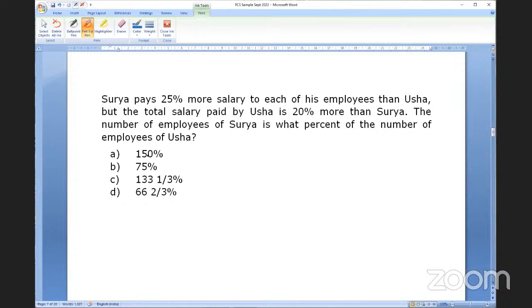Surya pays 25% more salary to each of his employees than Usha. So we have Surya and Usha. Salary. Surya pays 25% more salary. That means if Usha is paying 100 rupees per employee, Surya is paying 25% more than 100. That would be 125. But the total salary paid by Usha is 20% more than Surya.